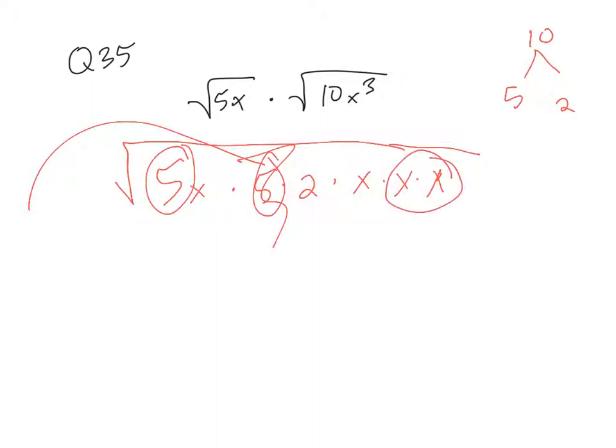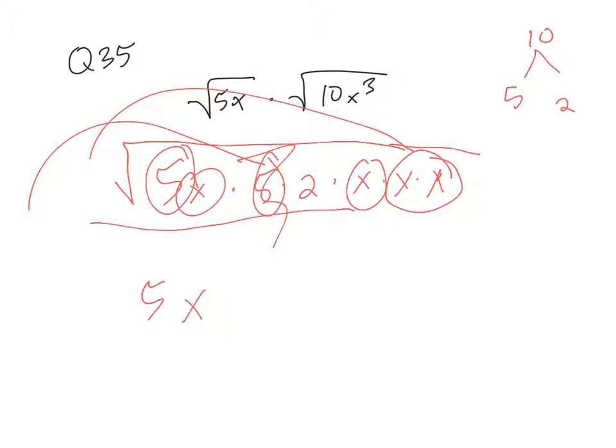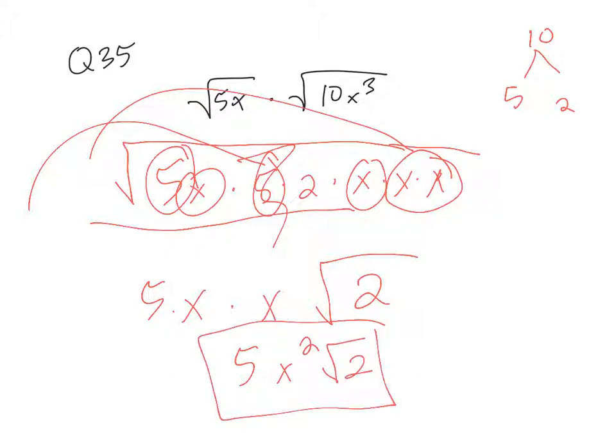We have a pair of x's over here, so you can pull out an x. So we pulled out a 5, we pulled out an x. We have another pair of x's, so we can pull that out. And then we have a 2 left in there all alone with nobody, so it cannot get out of the square root. 5, x times x is x squared. Square root of 2 would be the simplified version.